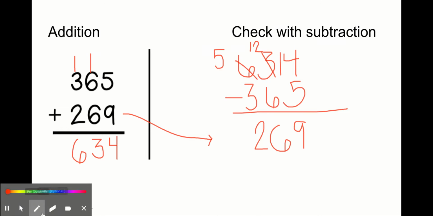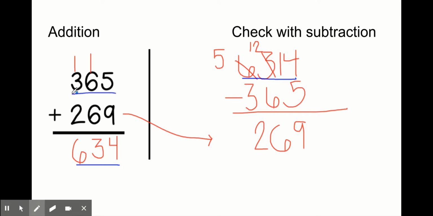Let's check. 634 is my whole. I started with 634. I took away one part, 365, and I'm left with my last part, 269. Since all 3 of these match and all 3 of these, my answer of 634 is correct.